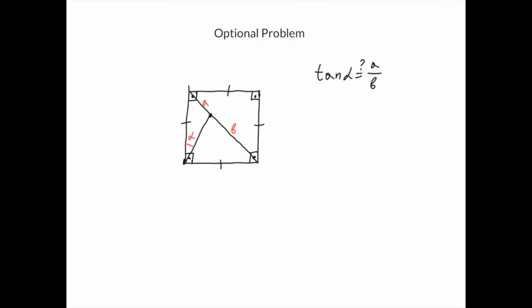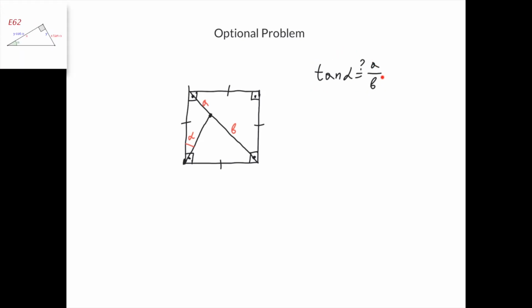This is the optional problem. We have a square, this is the diagonal of the square, and a point is chosen on this diagonal such that this length is a and this length is b. And also we know that if we connect these points like that, this angle is alpha. We need to prove that the tangent of alpha is a divided by b.